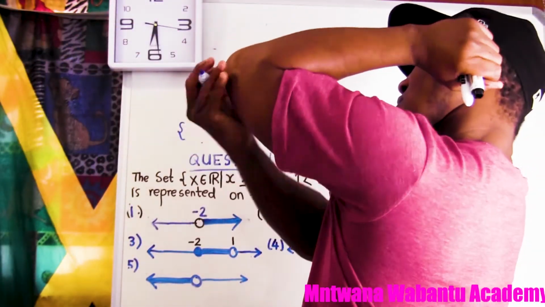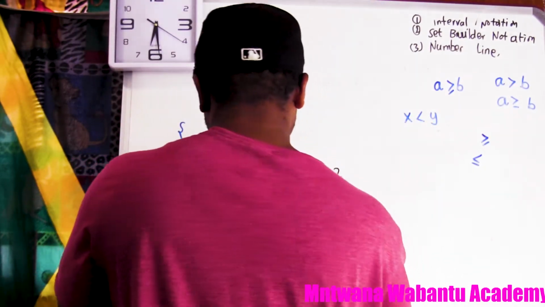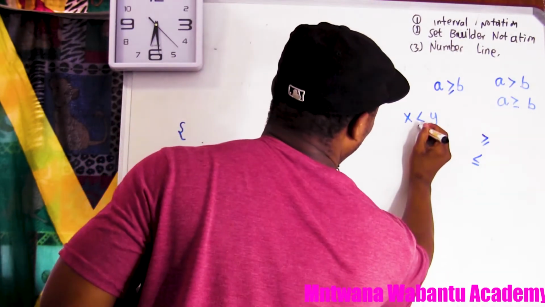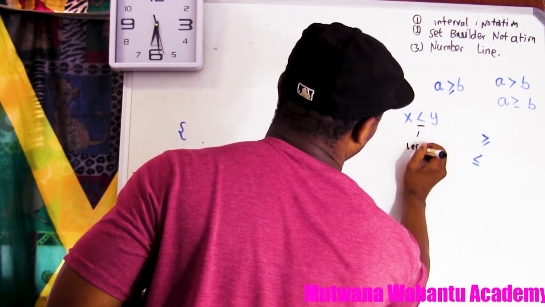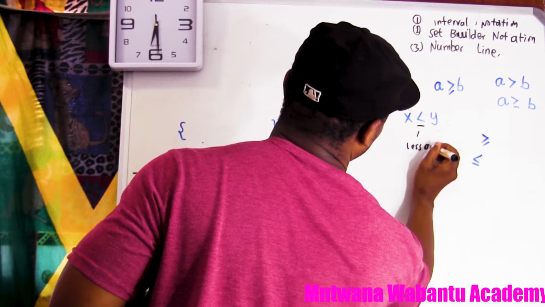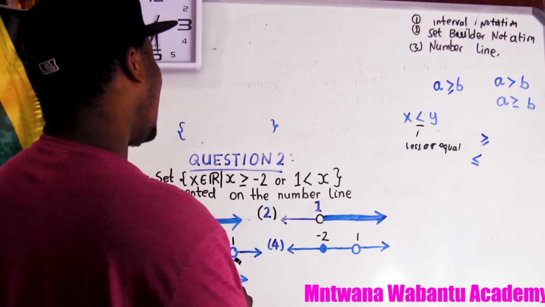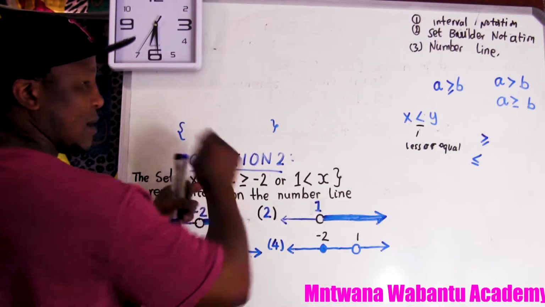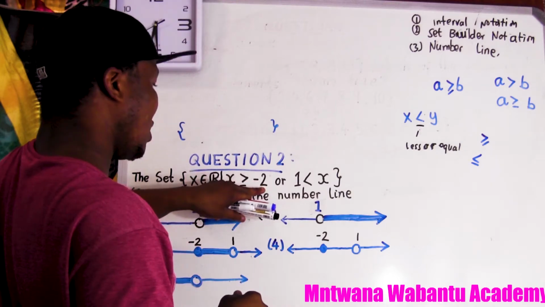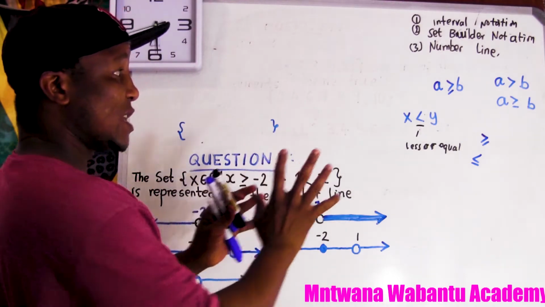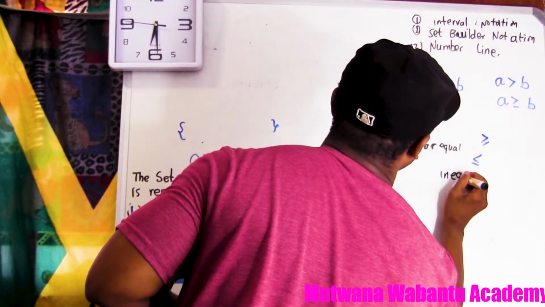So look, X is less than Y. But if you write this, it's not less anymore, it's less than or equal. So this sign is less than or equal, because of this double sign, or equal. You see what I'm saying? So now we take this one, let's say X, the right hand, is greater than or equal to -2. So this is for inequality. We call them inequality signs.